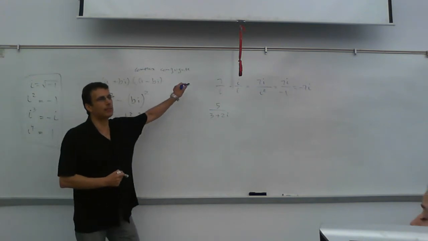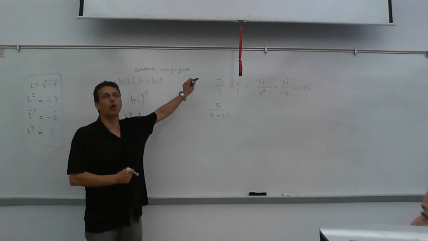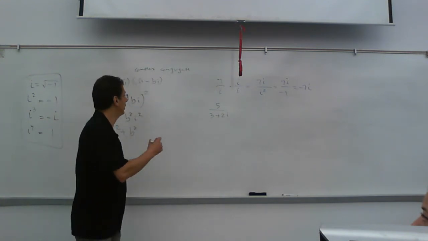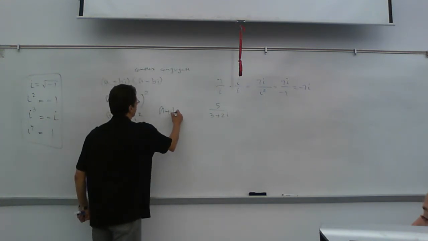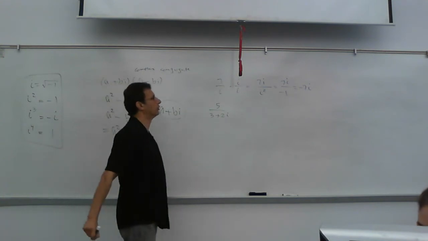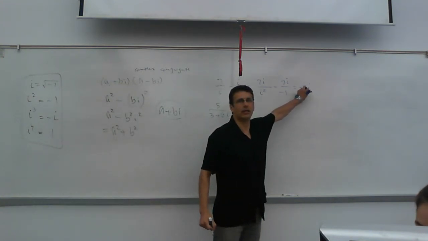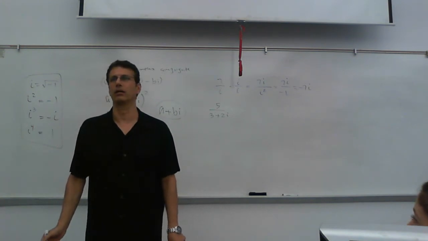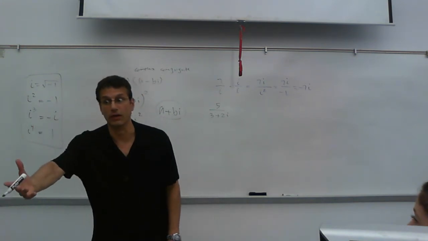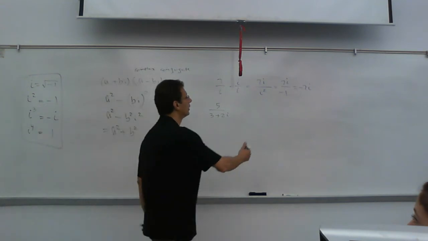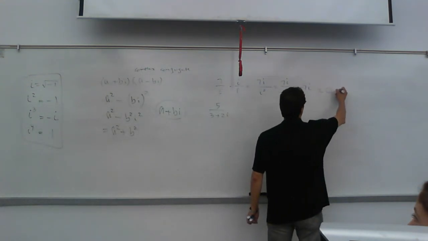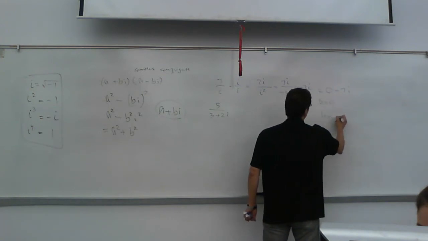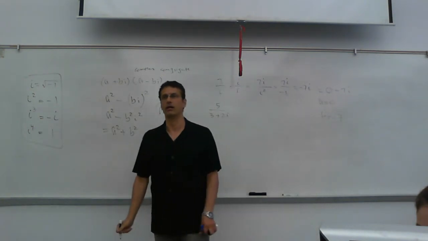So if they said simplify, divide, or put it in standard form, what is the standard form? A plus BI, this is what you do. In this case, everybody, what is A, what is B? A is 0. A is 0 and B? Negative 7i. No. This is the same as 0 minus 7i. Just kidding. A is equal to 0, B is negative 7. That's the negative 7. Okay?